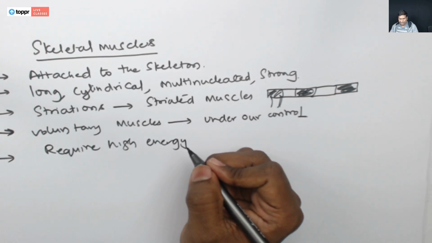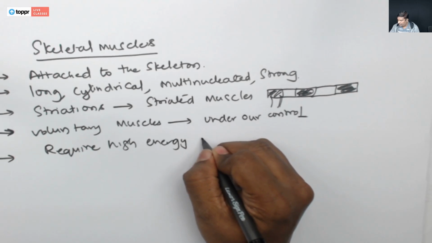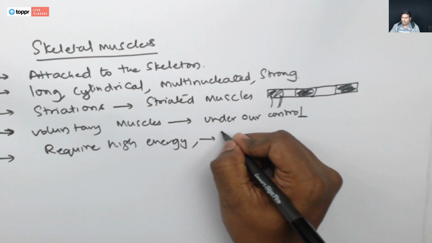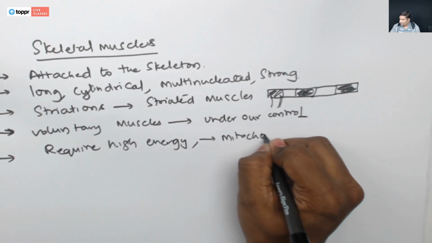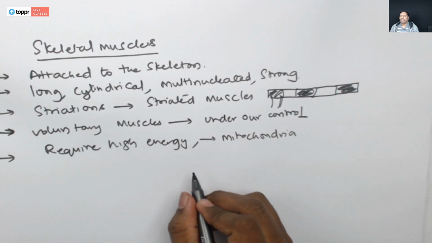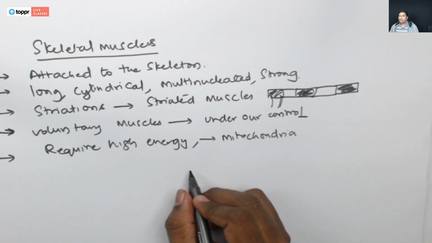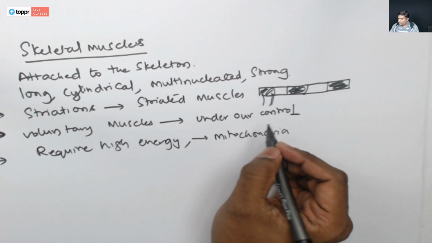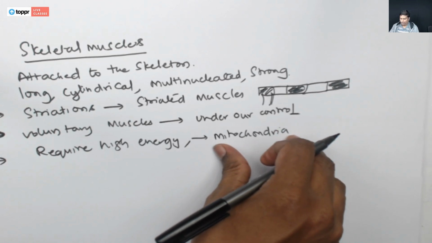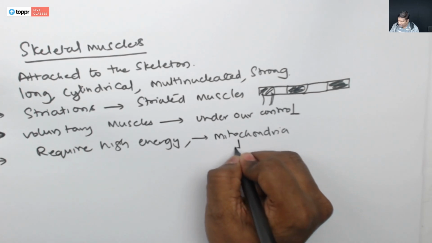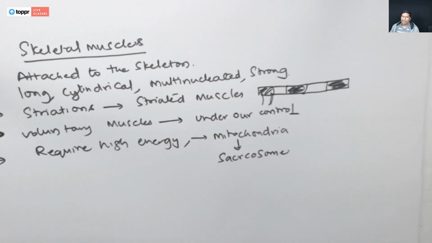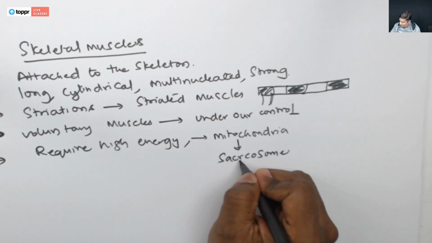They require high energy, and energy in a cell is provided by, as we all know, mitochondria. Because of which the mitochondria are called the energy centers of the cell. So the source of energy for every cell is your mitochondria. Now the mitochondria in the muscle is called the sarcosome.